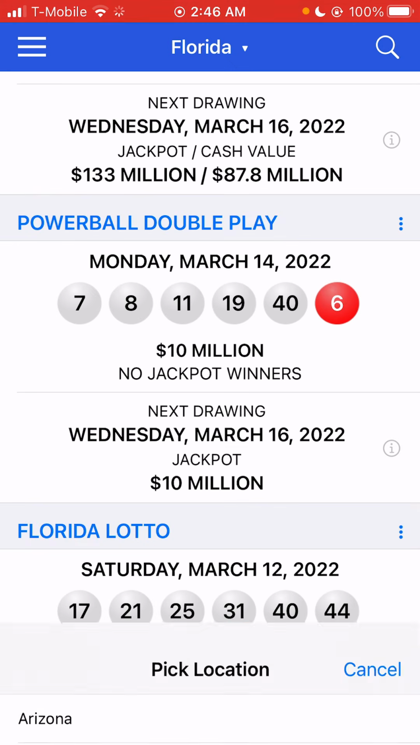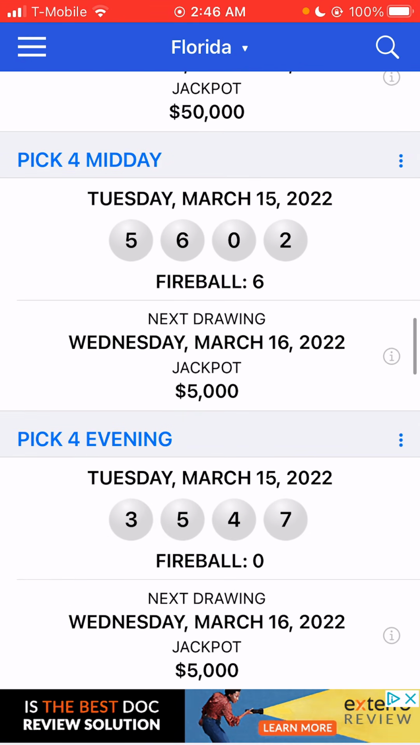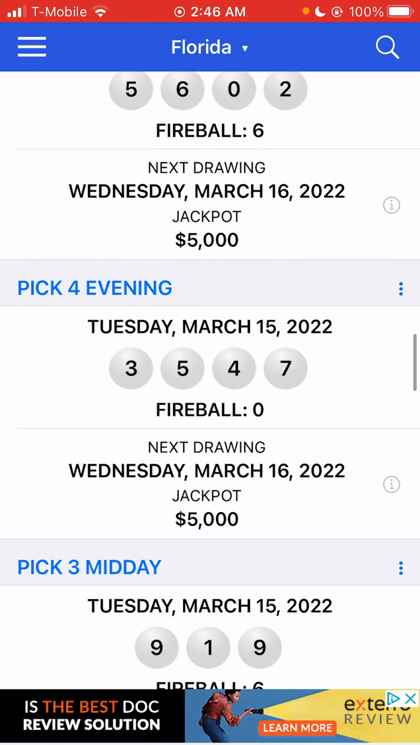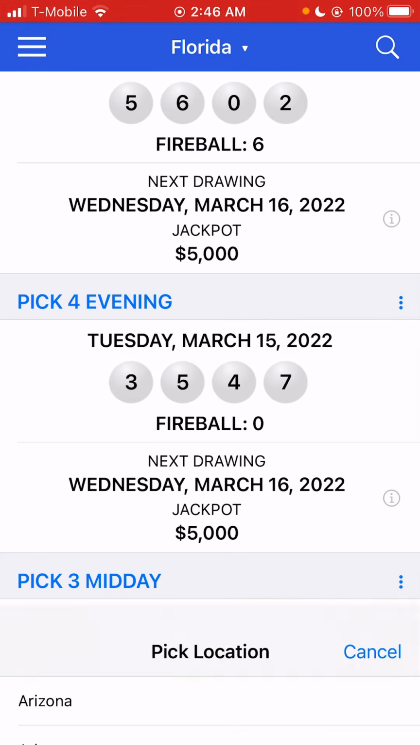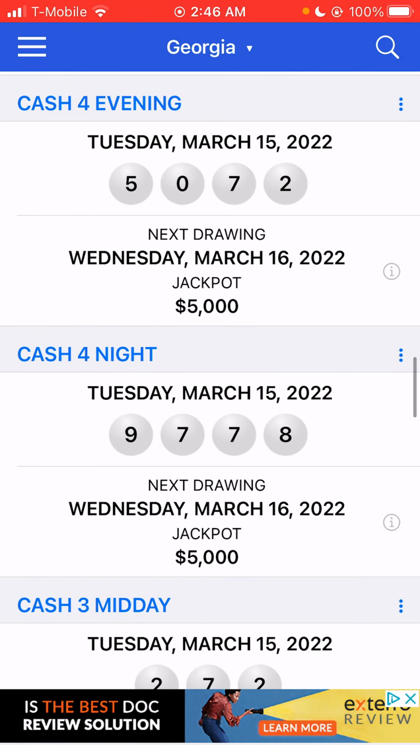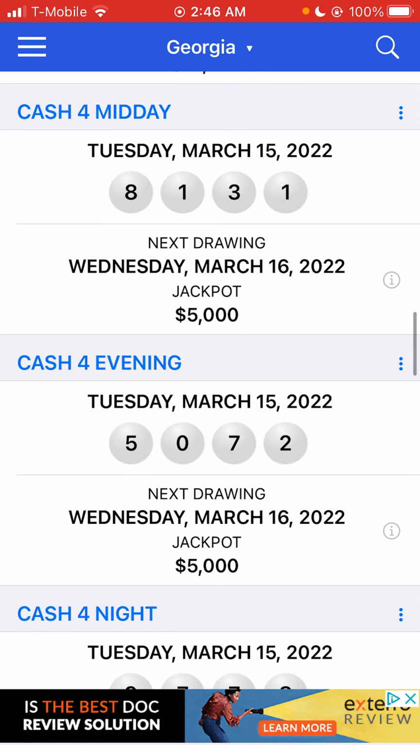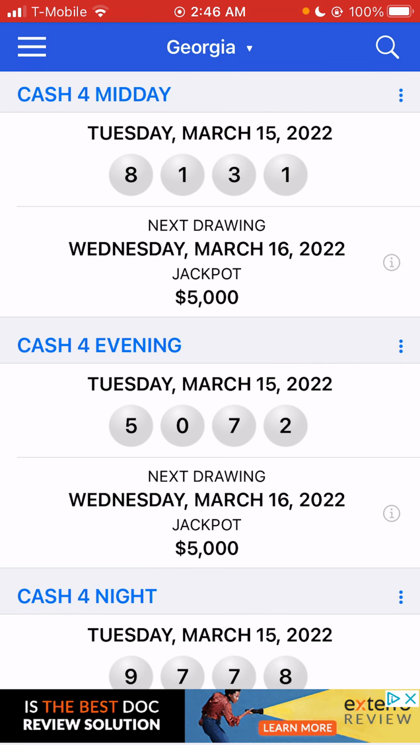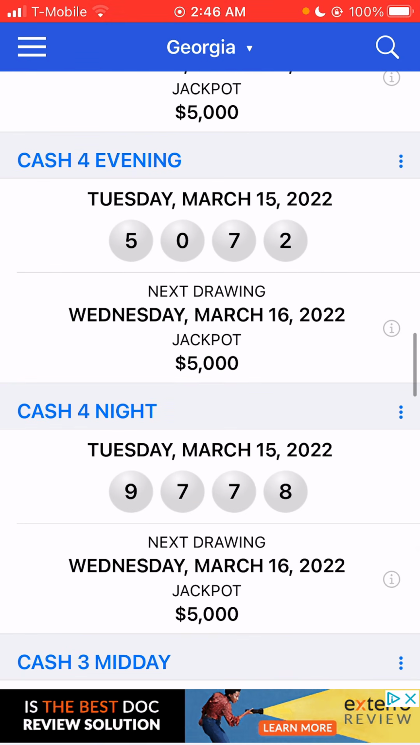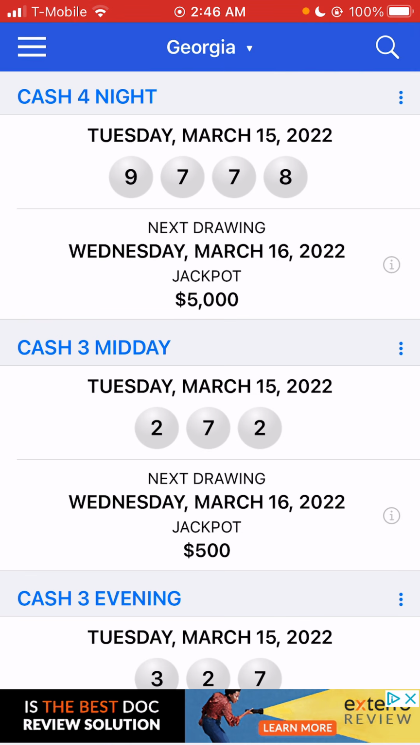Let's go to Florida. Wouldn't play midday, wouldn't play evening. There's no double. Georgia. Okay, so Georgia has a lot. For midday, I would put the 8, the 1, and the 3 in the grid. I wouldn't play the evening. The night, I would put the 9, the 7, and the 8 in the grid.